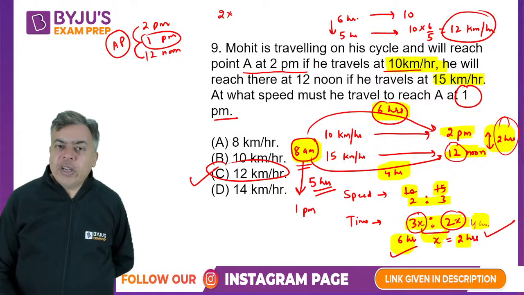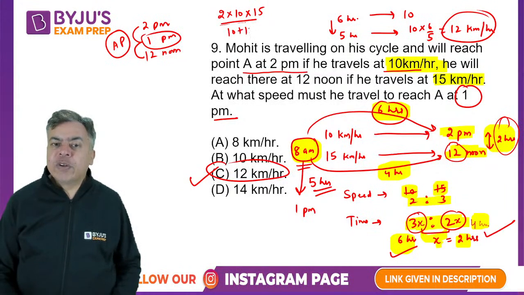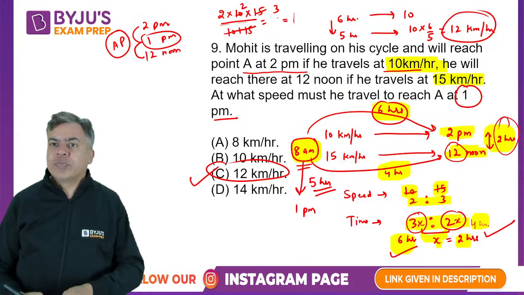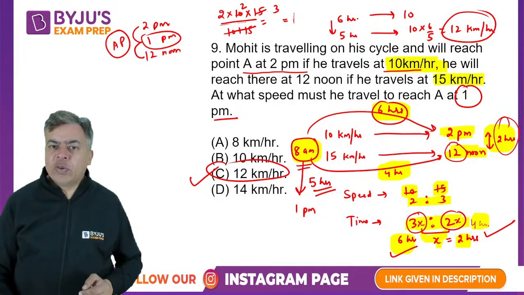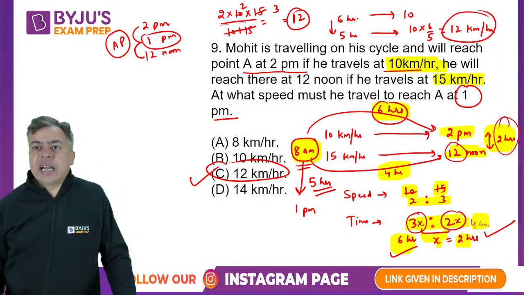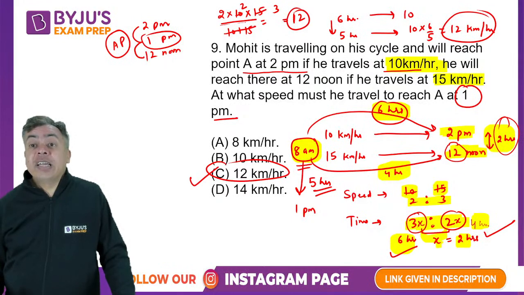That is 2 into 10 into 15 by 10 plus 15. Okay, 2 into 10 into 15 by 10 plus 15. You can directly calculate that, which is 25, right? So 25, if I cancel 5 into 3, 5 into 2, so 3 into 4, 12. 12 will be the answer, right? 12 will be the answer. Yes, absolutely. When the time taken will be in AP, the speed would be in HP. Okay, speed would be in HP.